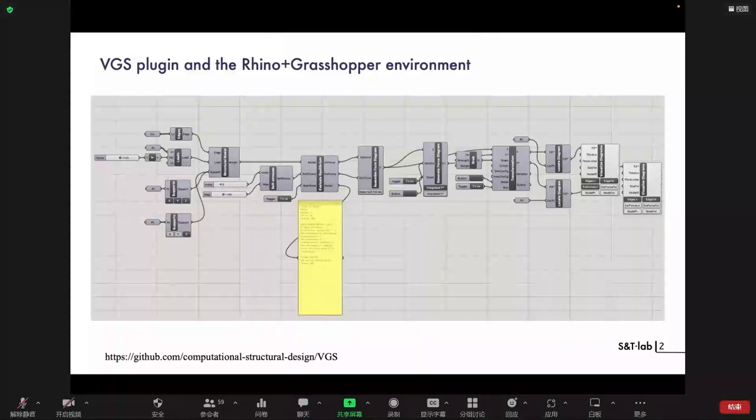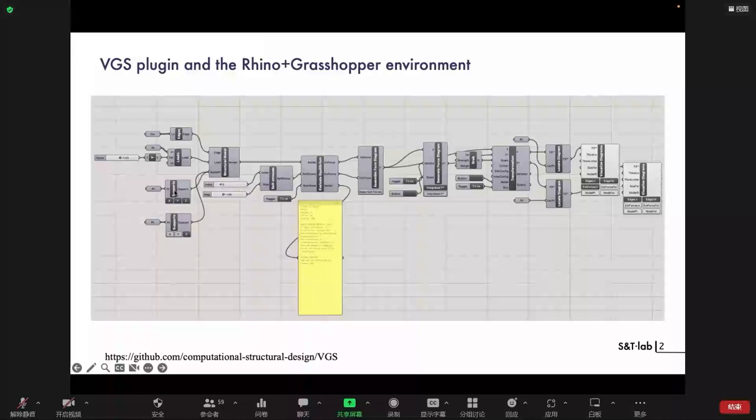As a reminder of what you have seen with Jean-Philippe last week, VGS is a plugin for Rhino and Grasshopper, and you need to feed the plugin with some information: the curves, which are the edges of the structures. You need to feed it also with the loads, one, two, three load cases or more, and you need to feed it also with supports.